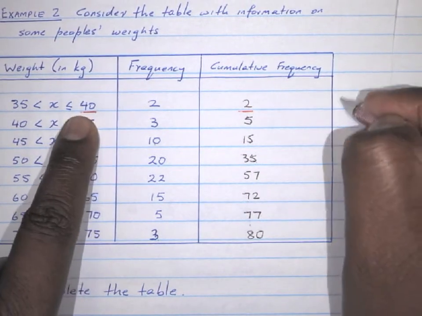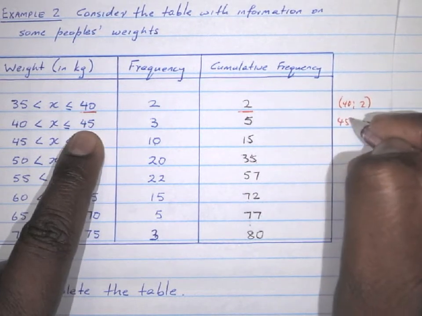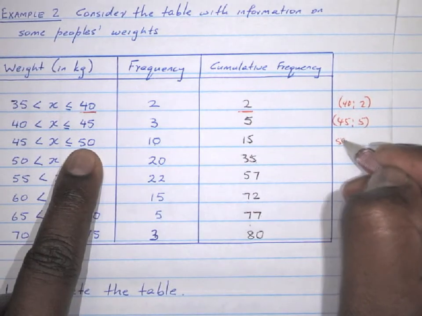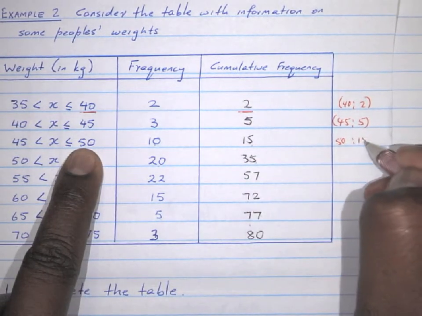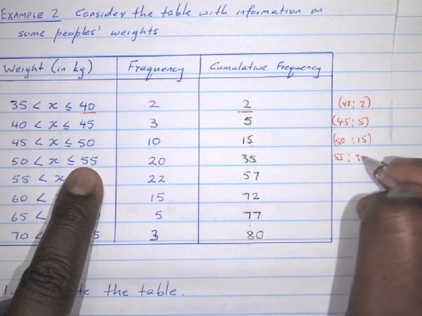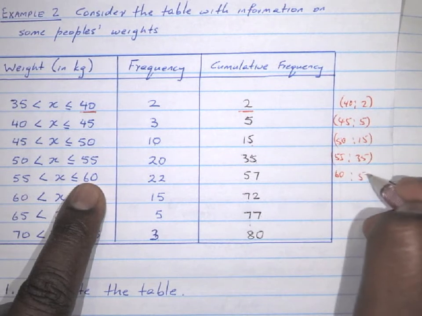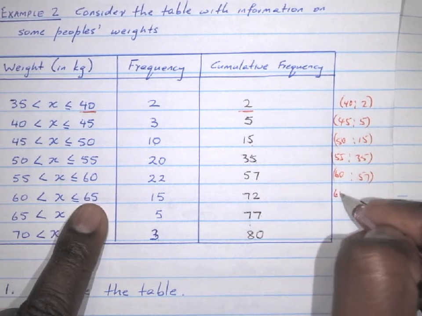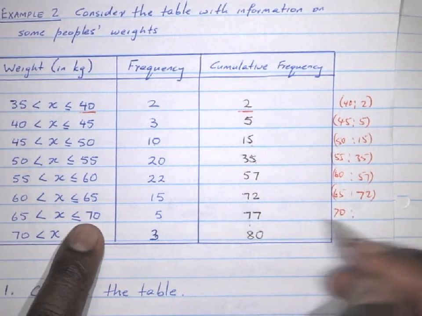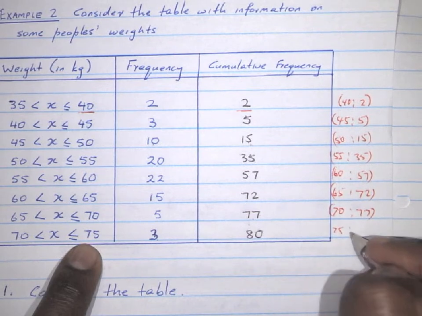So it will be 40 is to 2. The next one is 45 is to 5. Next one, 50 is to 15. The next one is 55 is to 35. The next one is 60 is to 57. The next one is 65 is to 72. The next one is 70 is to 77. And the next one is 75 is to 80.